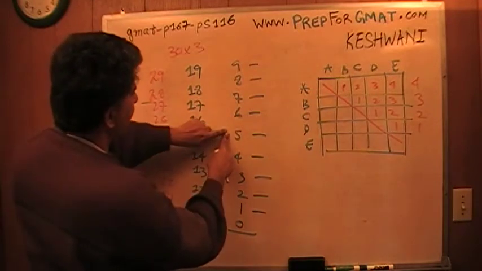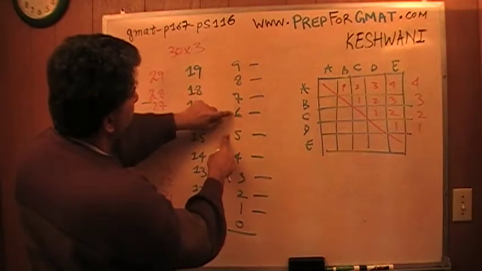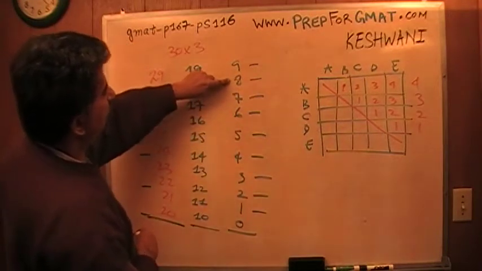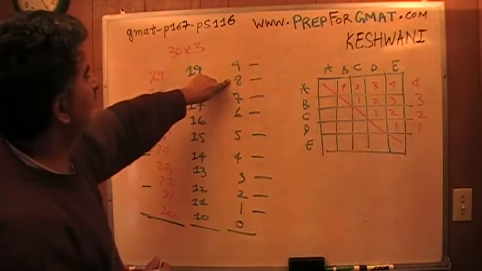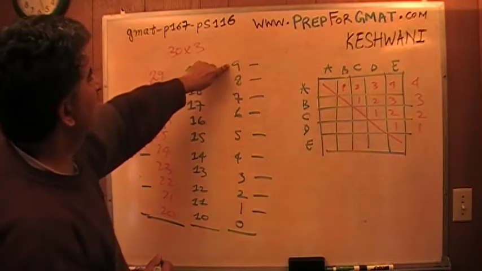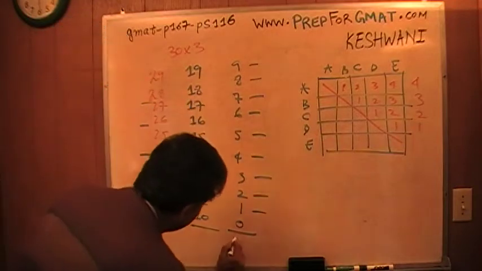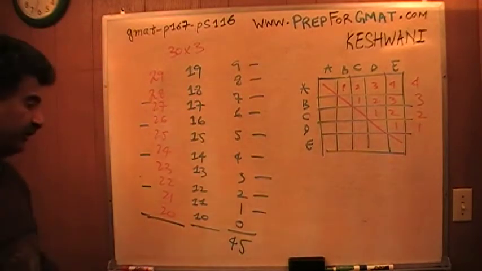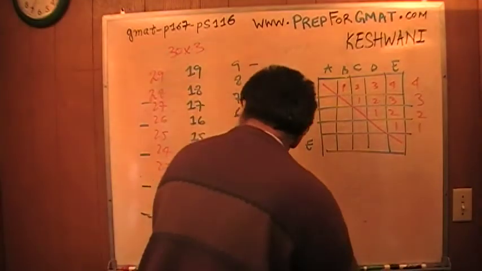So that's 15. 15 and 21 is 36, and 36 plus 10 would have been 46. So it's 45. Now this is 45. It's important that you double check your work. That's it. We're almost there.